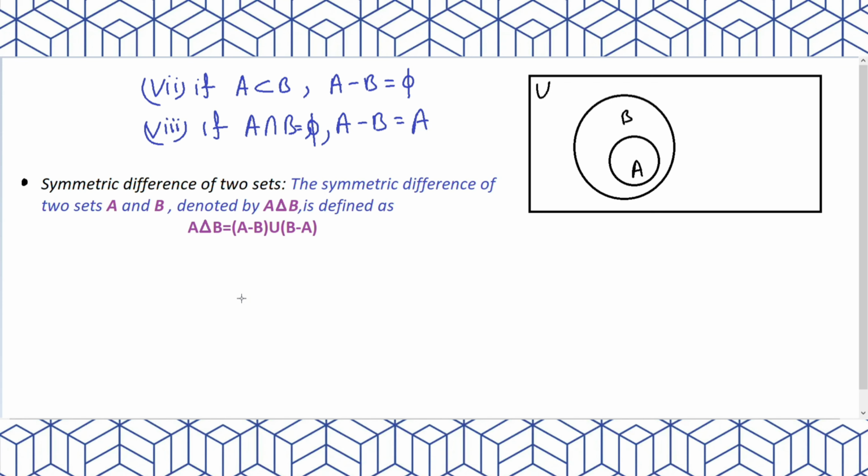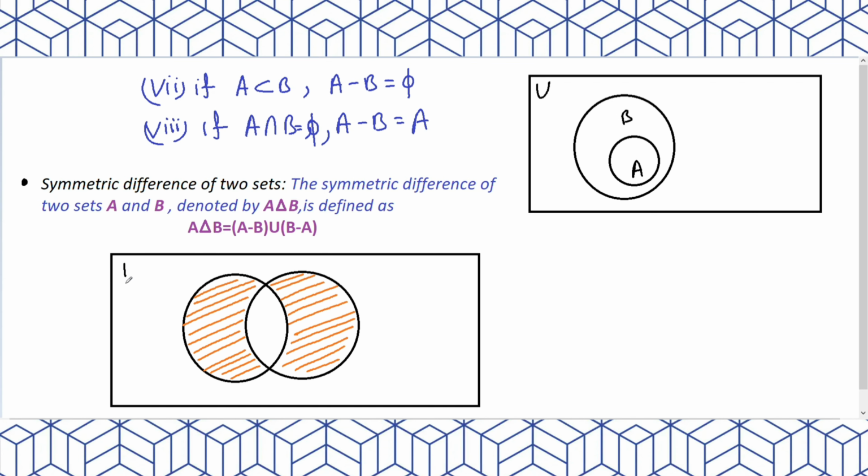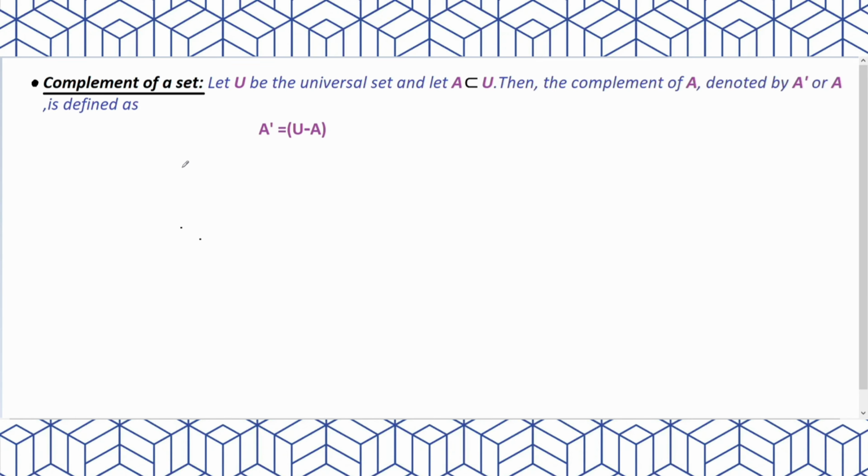The operation of symmetric difference of two sets is the union of A minus B and B minus A. It is denoted by A delta B, where delta is a Greek alphabet. We represent the Venn diagram of A delta B by shading the circles with red.